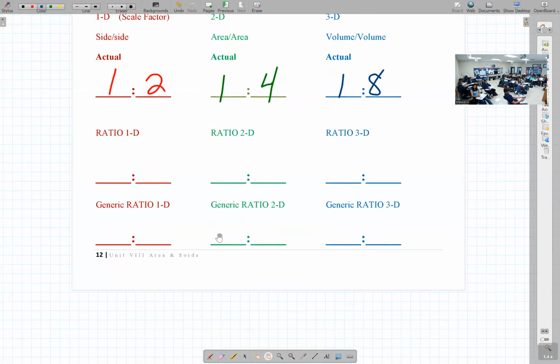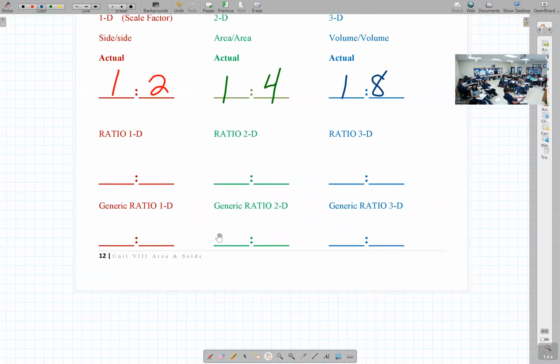There's a pattern there. I'd like you to describe with your neighbor, what is it you're seeing there? Go. What are you noticing? Go. Let's write it like this, friends. Ready?